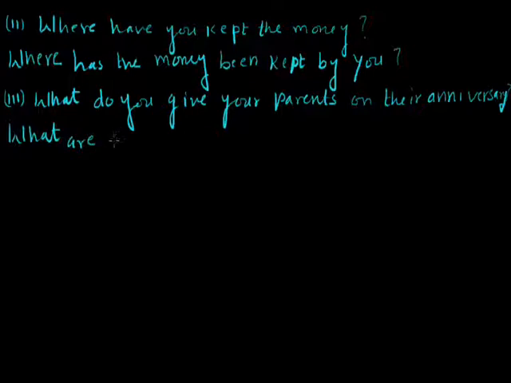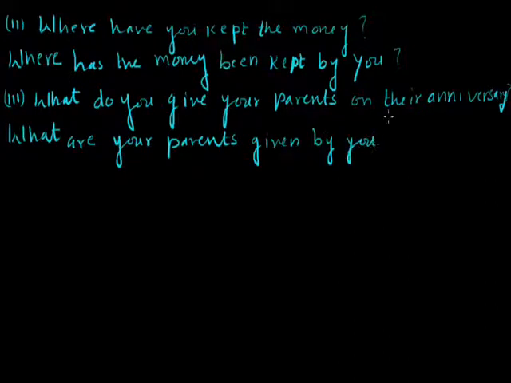Okay, and then the object your parents. Then the third form of the verb given will be used. Then the preposition by, and then the doer of the action, you, and then the remaining part of the sentence, that is on their marriage anniversary. So in this way we will change the interrogative sentence into the passive voice.